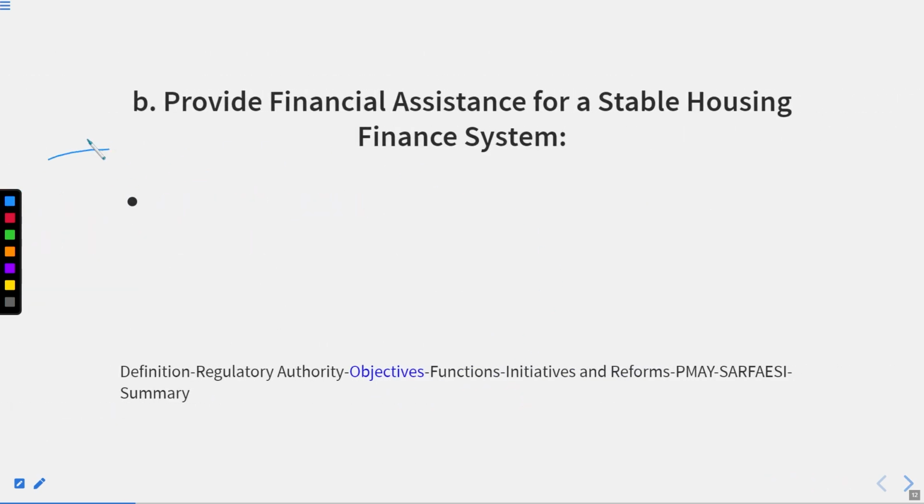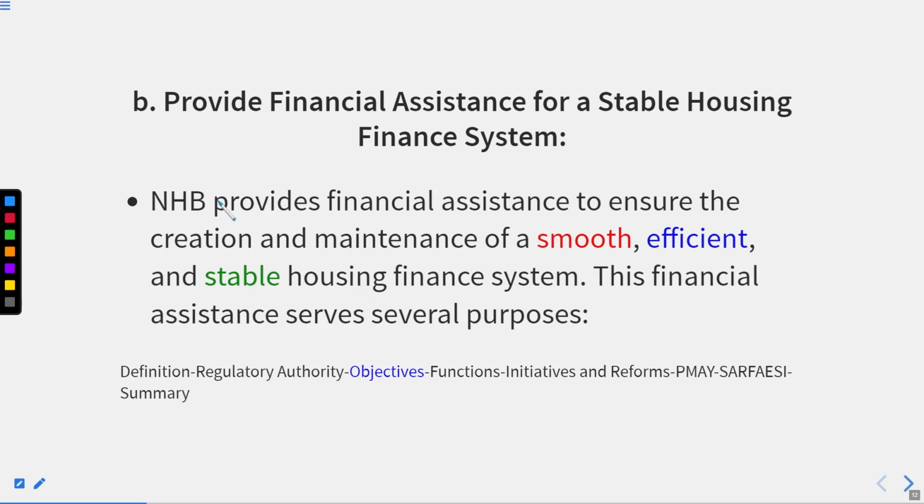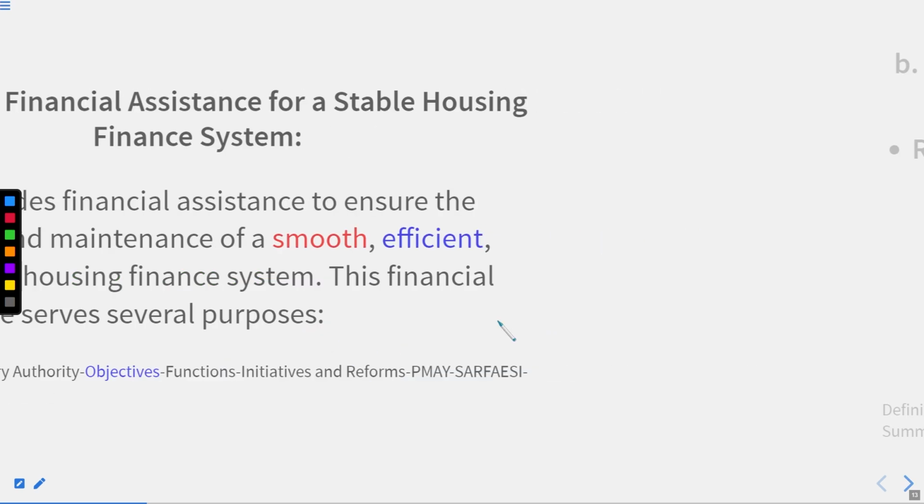Thereafter, we have provide financial assistance for a stable housing finance system. NHB provides financial assistance to ensure the creation and maintenance of a smooth, efficient and stable housing finance system. Like we had discussed, they have to provide a conducive environment, set out the rules and regulations, and also monitor the proper policies. This financial assistance serves several purposes, so let's go through them.